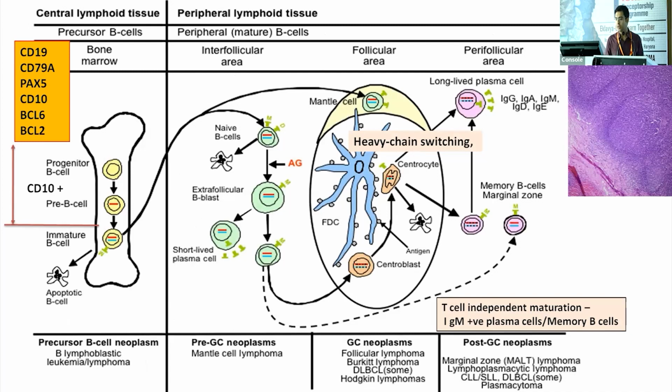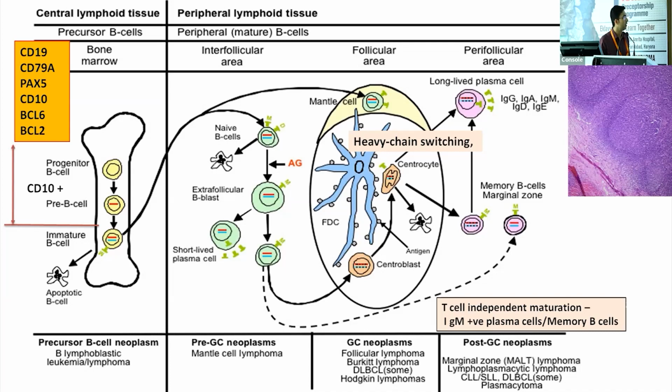Then coming to the basic thing, I would like to stress where the expression of these markers starts and where the expression disappears. Dr. Nupur has already discussed the progenitor B cell and pre-B cell. Then after the pre-B cell, it forms the immature B cell. These immature B cells are positive for CD5 and surface IgM and surface IgD.